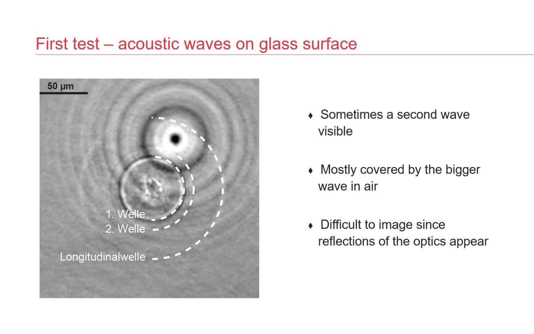Also, most of the time, this wave is covered by the much bigger wave in air, which seems to travel at almost the same speed. After measuring the radius of this wave, it seems that it is actually a Rayleigh wave of the glass sample, and therefore could be used to calculate back on the elastic properties of the media as shown in the beginning.